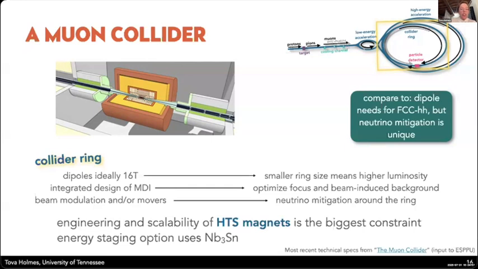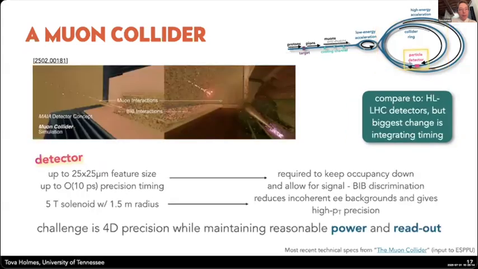But there are energy staging options that are using niobium-tin (Nb3Sn) to make it achievable with less R&D. So you can compare the dipole needs to FCC-hh, although there is a scaling option, but the neutrino mitigation is pretty unique here. Okay, finally, we get to the detector.